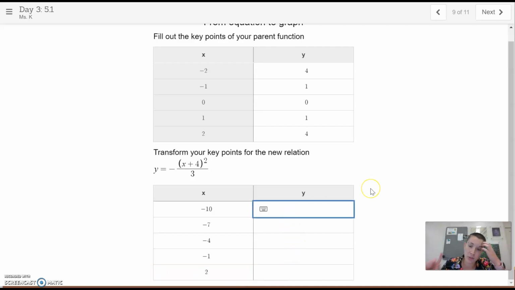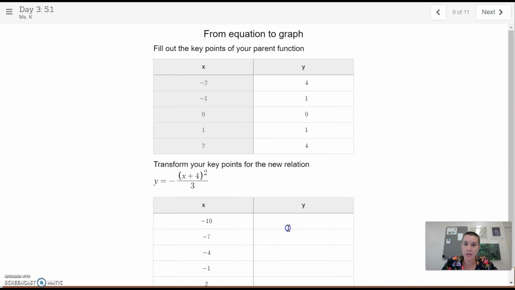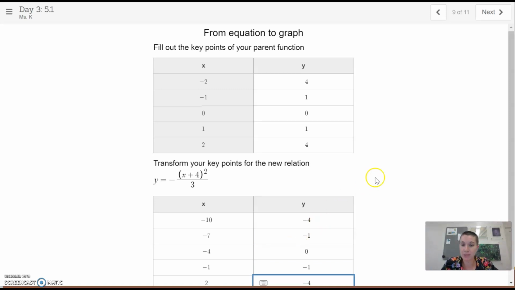Now our y values, we only had one transformation, just a reflection. As I put in the parentheses, we're going to make our y values negative. So all we have to do is -4, -1, 0, -1, -4. Then we plot our points.